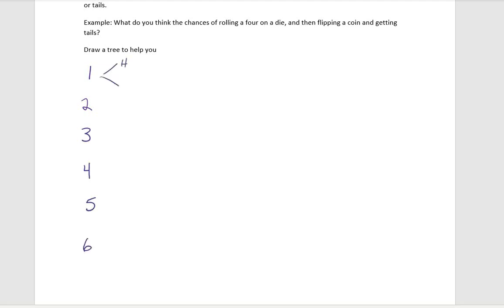And for each one of these, if we were to roll a 1, the next possibility for flipping a coin would be heads and tails. Heads and tails. Heads and tails, heads and tails.